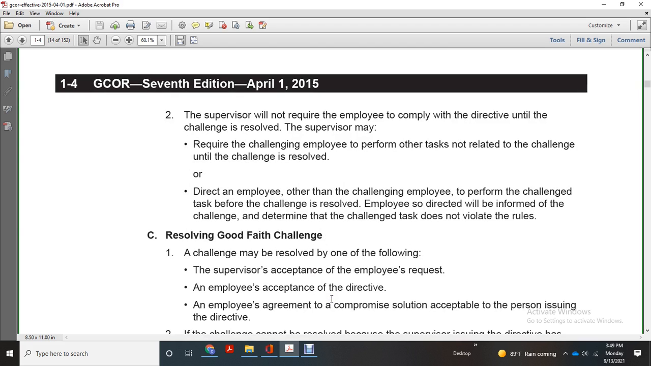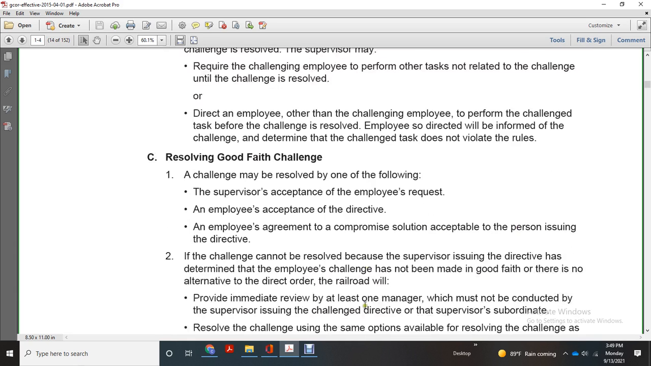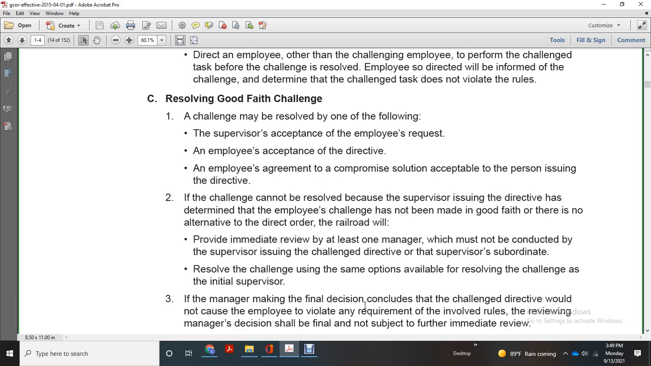Resolution of the good faith challenge. A challenge may be resolved with only one of the following: supervisor acceptance of the employee's challenge, withdrawal of the challenge by the employee, or agreement with a compromise solution acceptable to the person issuing the directive. If the challenge cannot be resolved with the supervisor issuing the directive, and the supervisor determines the employee's challenge has not been made in good faith, the railroad will provide an immediate review by at least one manager, who will not be the supervisor issuing the challenged directive or that supervisor's subordinate.